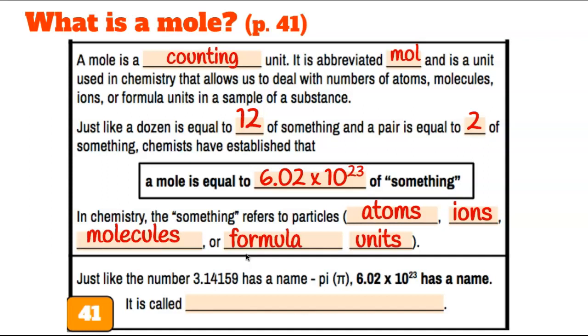Just like the number 3.14159 has a name, pi, 6.02 times 10 to the 23rd has a name, and that's called Avogadro's number, named after the person who came up with this concept.